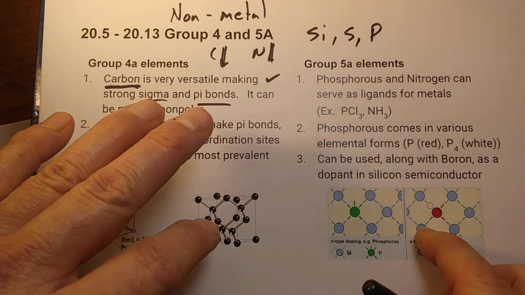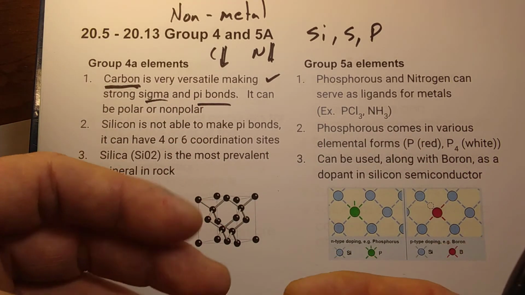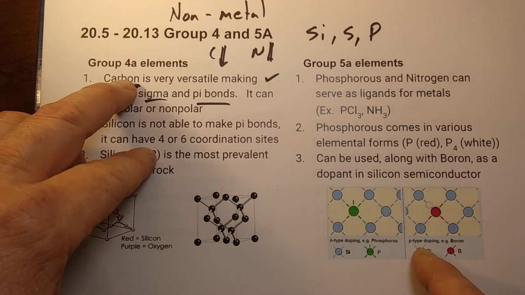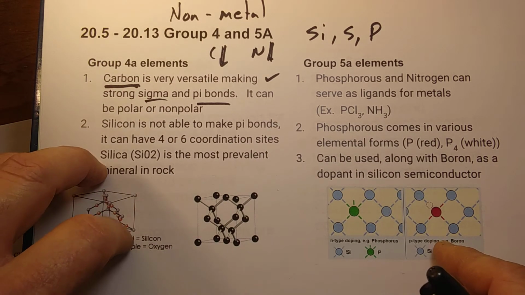It can make 3 bonds and be a positively charged element. It can have 3 bonds and have a negative charge, like you saw with the organolithium reagents. So carbon can be partially negative, it can be partially positive. It has a lot of flexibility.